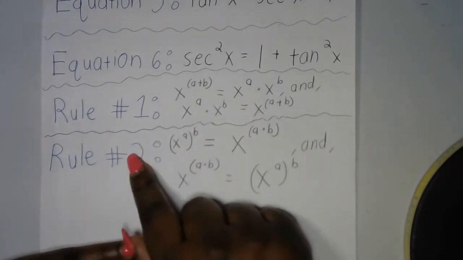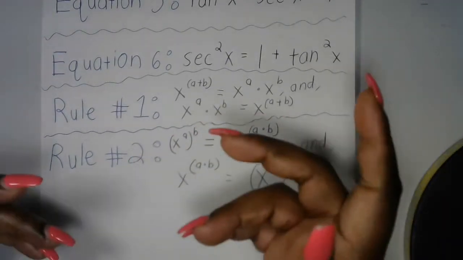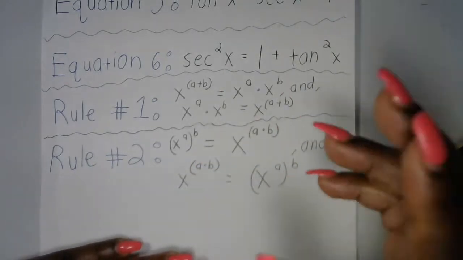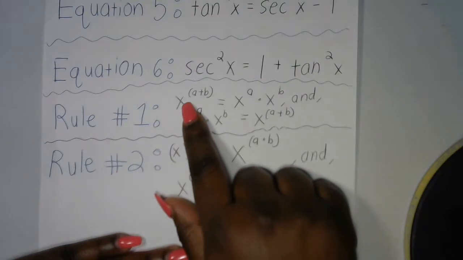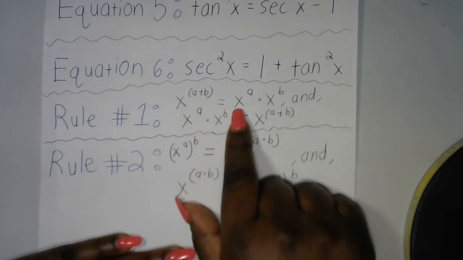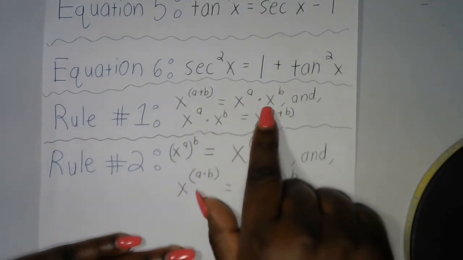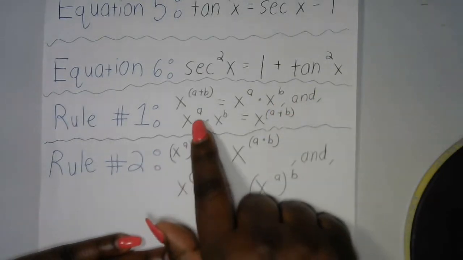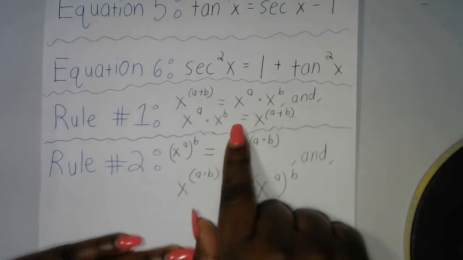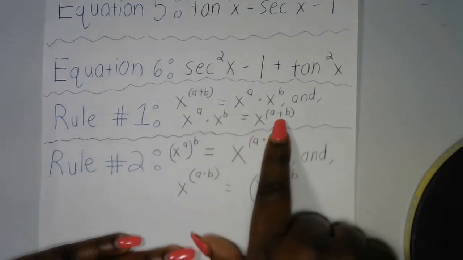Rule number 1 and rule number 2 are just algebra, but it's important for this topic, so just a reminder. x to the power of a plus b is equal to x to the power of a times x to the power of b. And also, in reverse, x to the power of a times x to the power of b is equal to x to the power of a plus b.